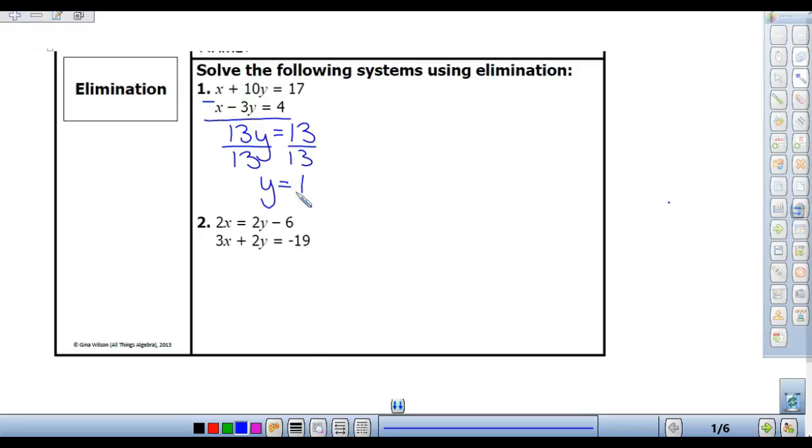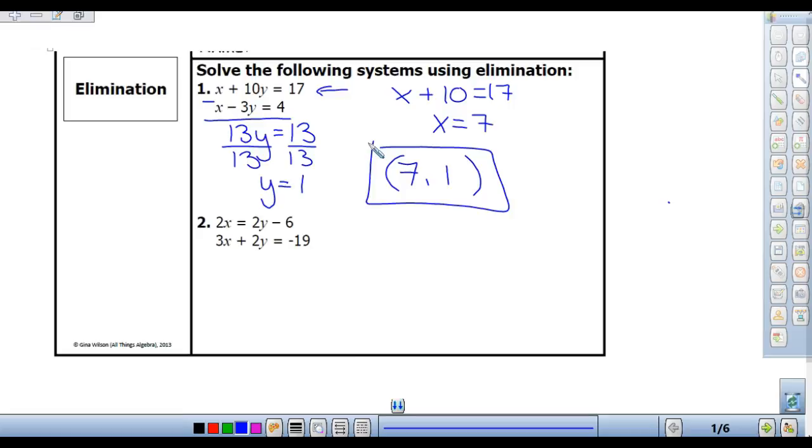Now, does it matter where I plug that 1 in? No, either equation. Like I said, I always pick the top equation. So x plus, what's 10 times 1? 10 equals 17. So x equals 7. So my solution is 7, 1.